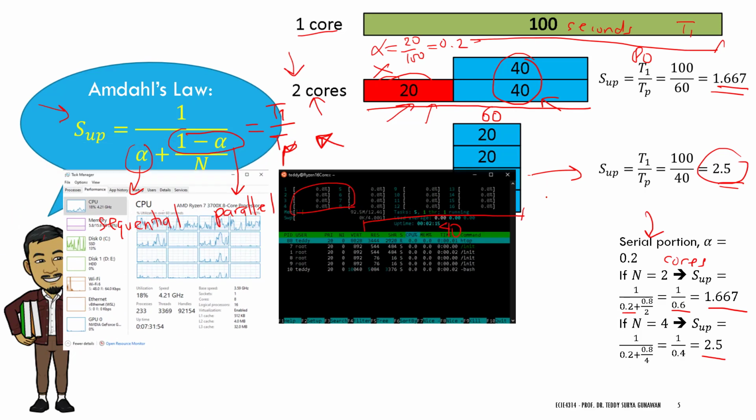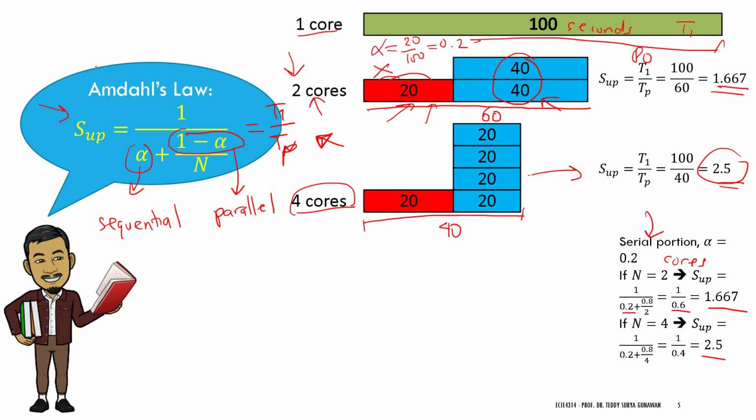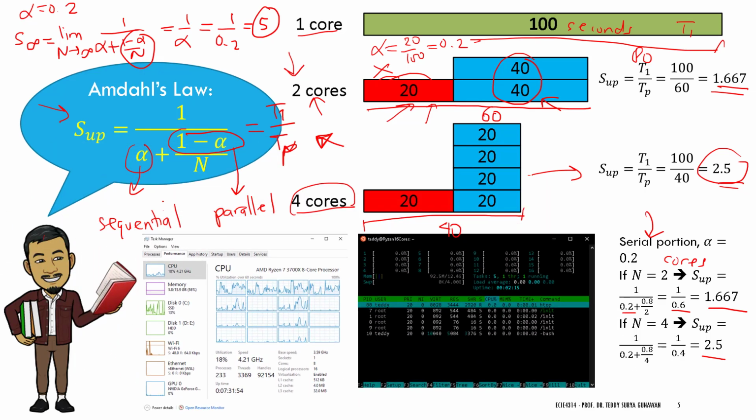Before I move on, what we can see from here is that if alpha is 0.2, you can also predict, as n goes to infinity, the maximum speedup that you can achieve. You put the limit as n goes to infinity of 1 over alpha plus (1 minus alpha) over n. This term will be 0 because it is divided by infinity, so it will be 1 over alpha. This is 1 over 0.2, which is equal to 5. What does it mean? For example, my computer here has an AMD Ryzen 7 with 8 cores, but the logical processor count is 16, so it has 16 threads. But the maximum speedup is only 5.